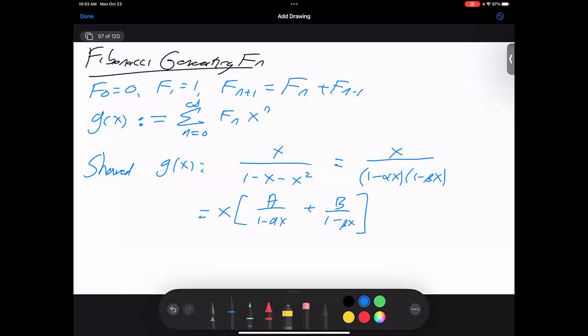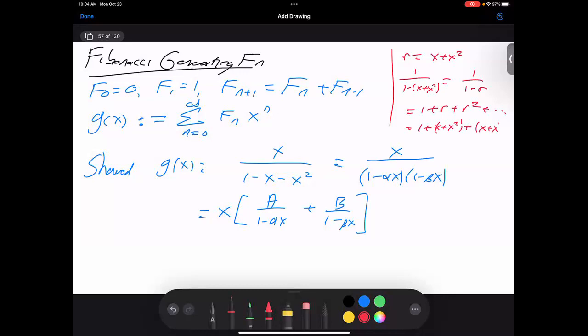If we try to expand 1 over 1 minus x minus x squared as a geometric series, we would have the following danger. If we let r equal x plus x squared, then 1 over 1 minus x minus x squared is 1 over 1 minus r. This would be 1 plus r plus r squared plus dot dot dot, which is 1 plus (x plus x squared) plus (x plus x squared) squared plus dot dot dot.